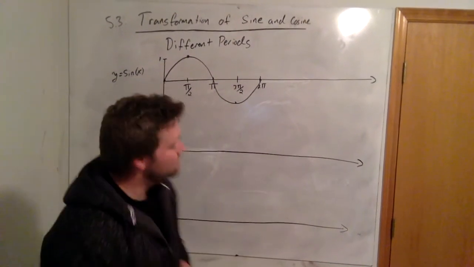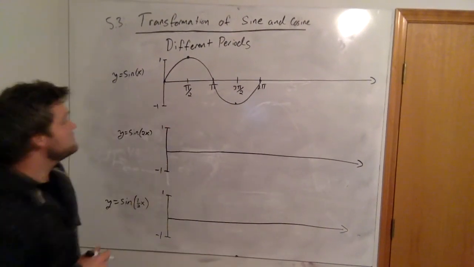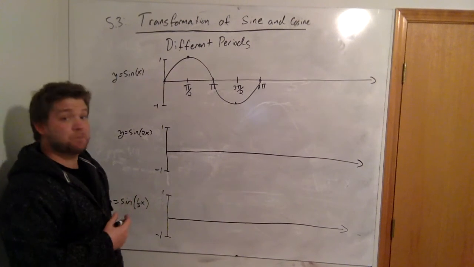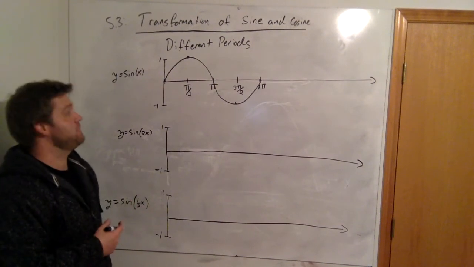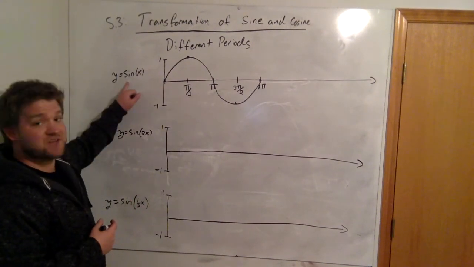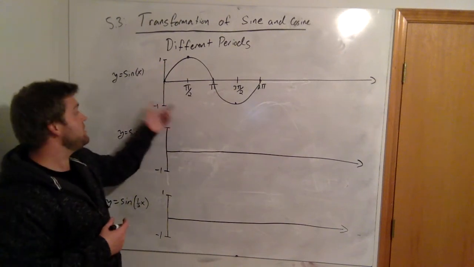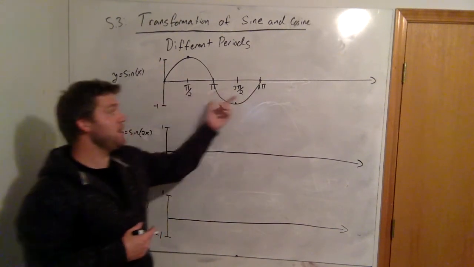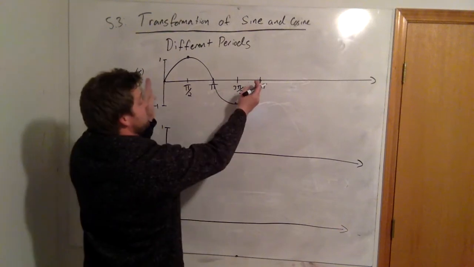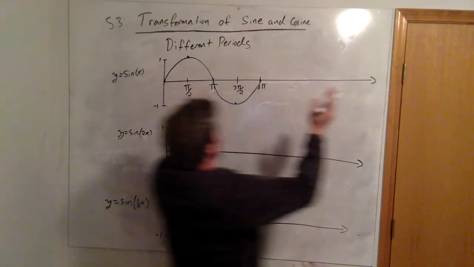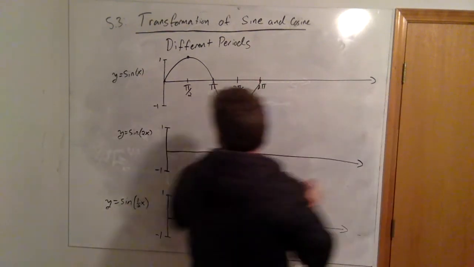Hello everyone. What we'd like to do in this video is examine how we could change the period of a sine and cosine graph. For sine and cosine, here's a graph of sine. The period of sine and cosine is 2 pi, because this is the shortest distance on the x-axis I can have before the graph just starts repeating itself.